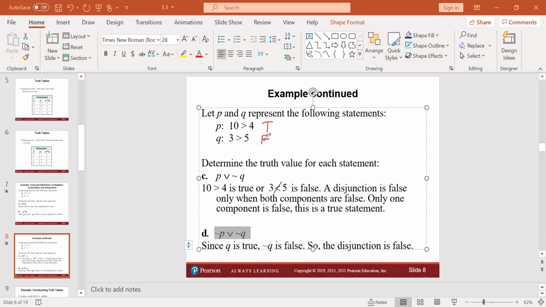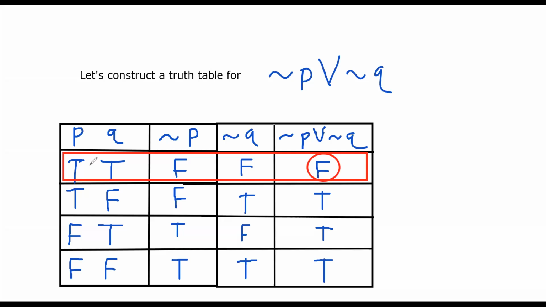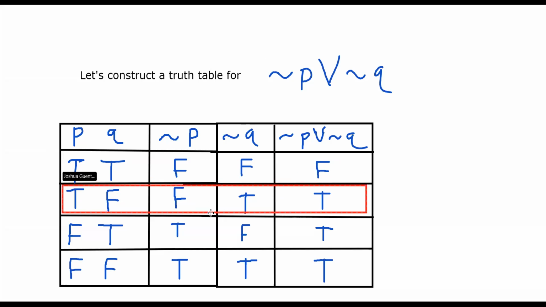So now when I go look at my truth table, I'm no longer looking at this row because this row has both P and Q being true. Now I want P true and Q false. That's this row. And now I can go all the way to my thing at the end here. And now this is the truth value of the statement, not P or not Q.